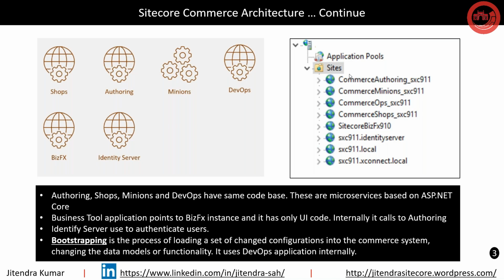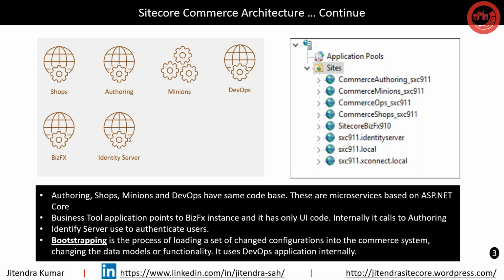If you're doing that, then you need the DevOps role. Then we have a beach fix here. So beach fix is another application. This is pointing to the site code bfix 910. It will be used for the backend system maintenance, like creating a catalog and all.